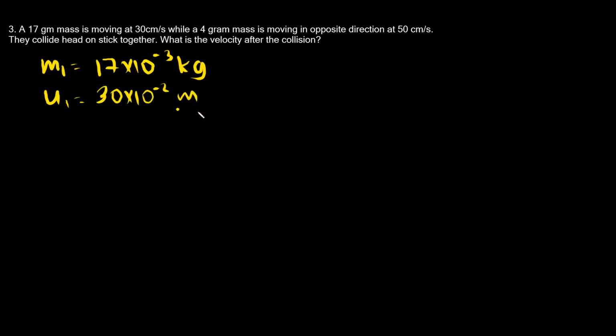So, you have mass 1 that is 17 grams. Take note, the grams, convert that to kilograms. So, you have 17 times 10 raised to negative 3 kilograms. And its initial velocity is 30 centimeters per second. The centimeters, convert that to meters. So, you have 30 times 10 raised to negative 2 meters per second.